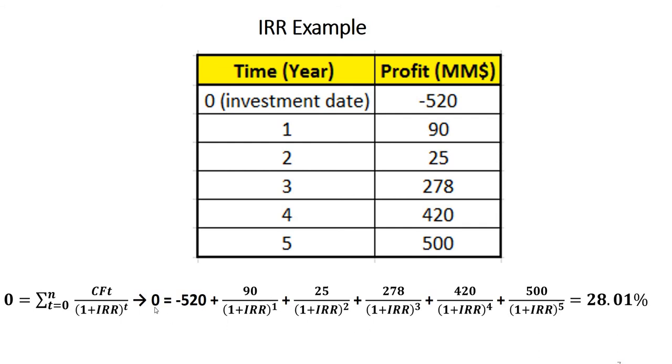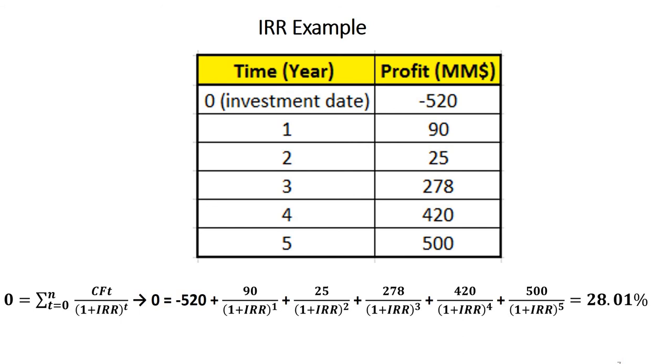So my IRR for this project is 28.010%. Now, you don't have to do this manually. You can use the IRR function in Excel to calculate the IRR very quickly for 10 years, 15 years, 30 years, 100 years, whatever you want to do, right? So this is just an example of how the calculation works behind the scenes.